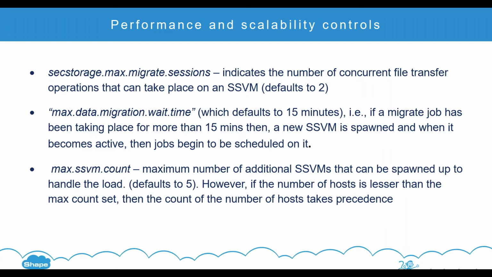First of all, you've got sec.storage.max.migrate.sessions. This defines how many threads, effectively how many file transfer operations, can happen concurrently on a secondary storage VM. The default is 2. Tweaking this will depend on the size and performance of your secondary storage VM, and how much bandwidth you want that one secondary storage VM to start to eat up, its interfaces, etc. So that can be tinkered with.